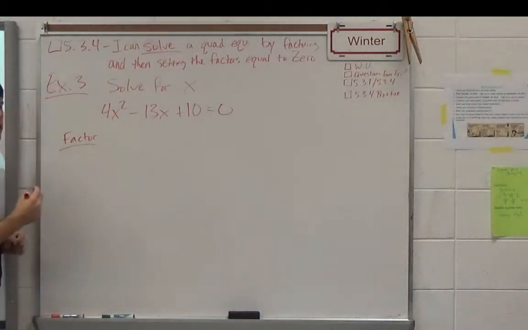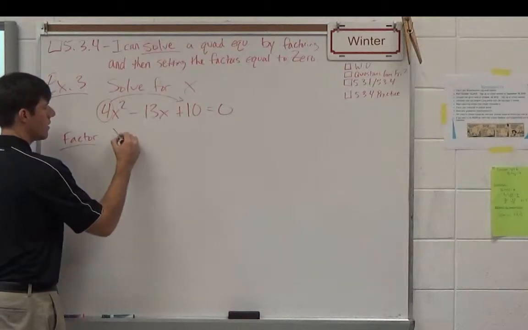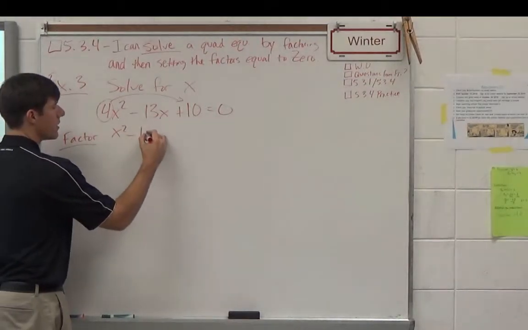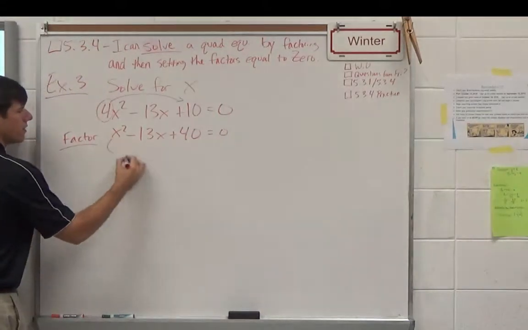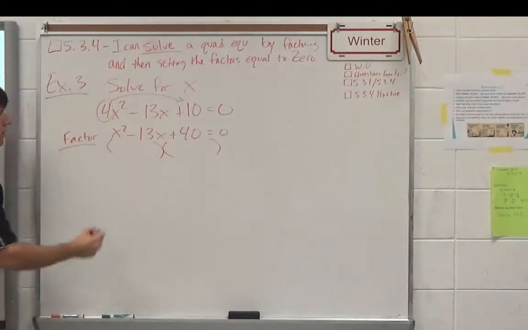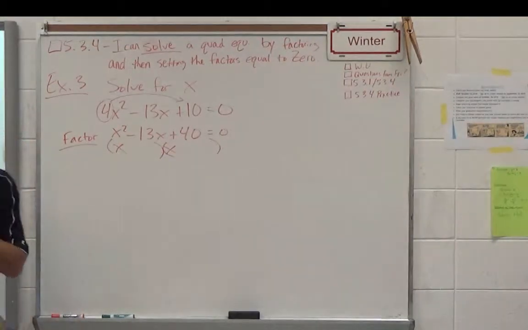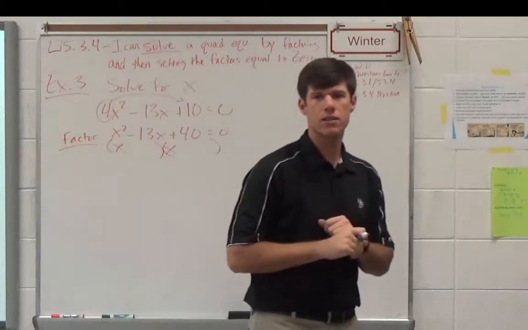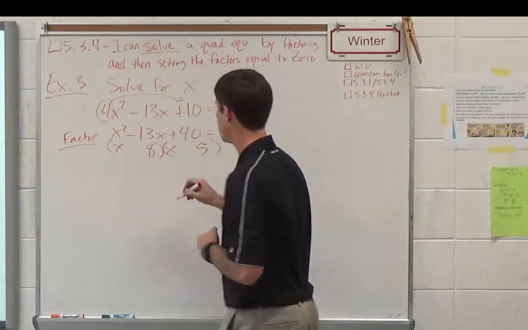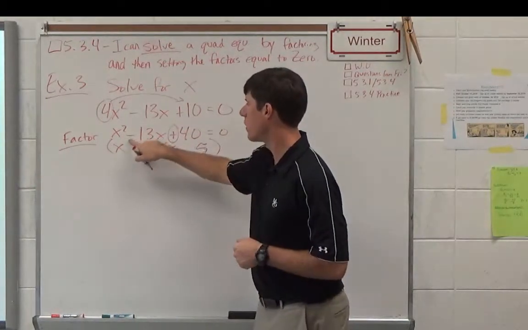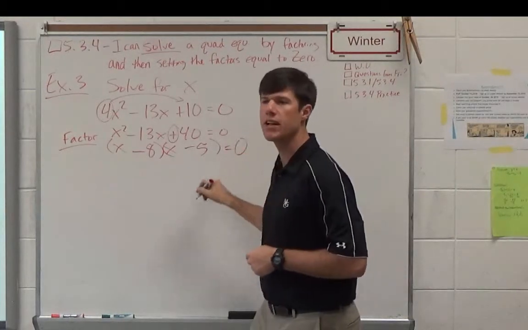So what's that method that we use for factoring? Multiply the leading coefficient by the c value, and we get 40. Then we factor like normal, x and x. Factors of 40 that could give me 13? 8 and 5. And we've got a plus sign at the end, so both of them have to be minus. So minus 8, minus 5. Don't forget that equals 0.